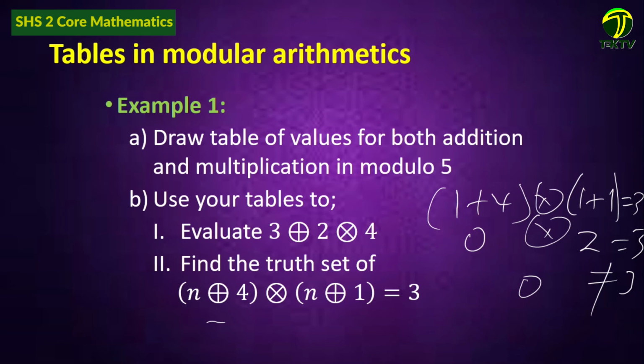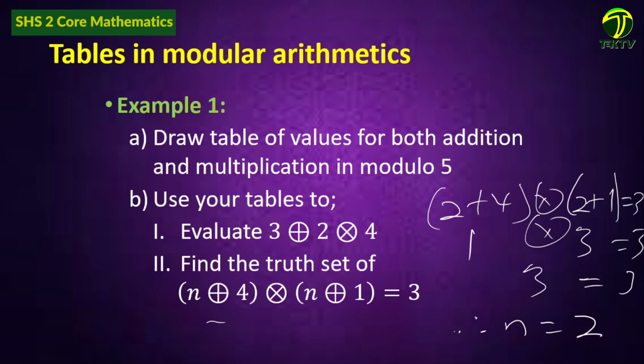Let's go back to 2. In place of n, you write 2. 2 plus 4 on the table is 1. And 2 plus 1 on the table is 3. And now 1 times 3 on the table is 3. In this case, the right-hand side is 3 and the left-hand side is 3. So you write, therefore, n is equal to, what number did we use in testing? 2. So n is equal to 2. So that is one of the answers.